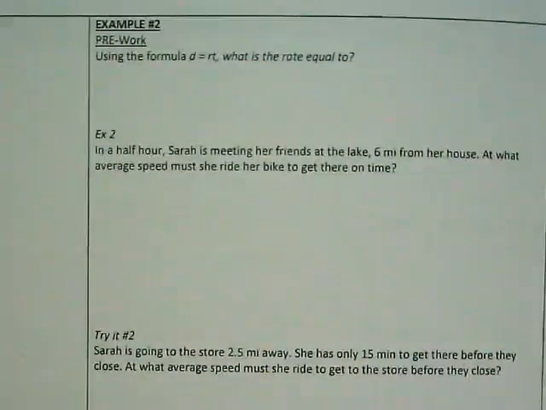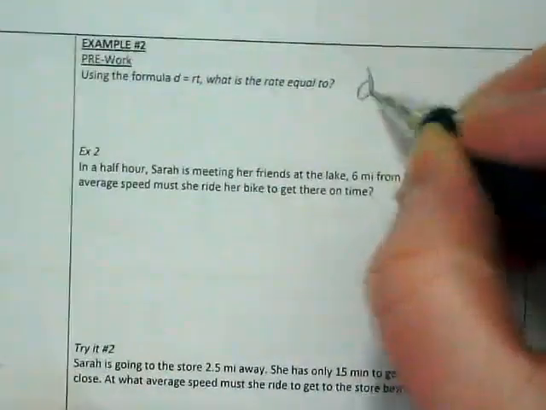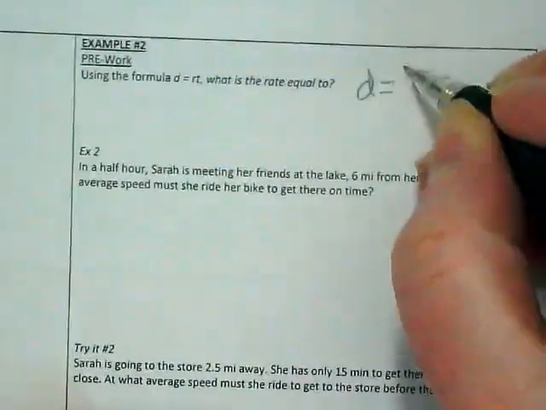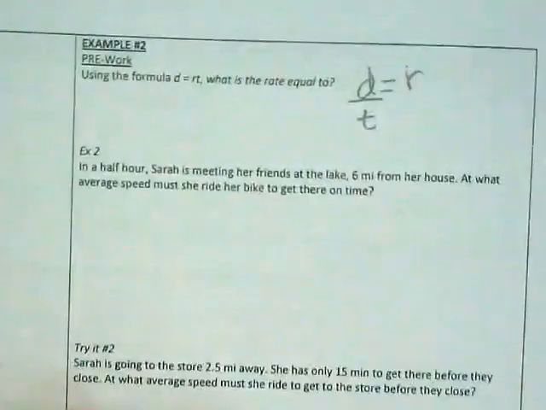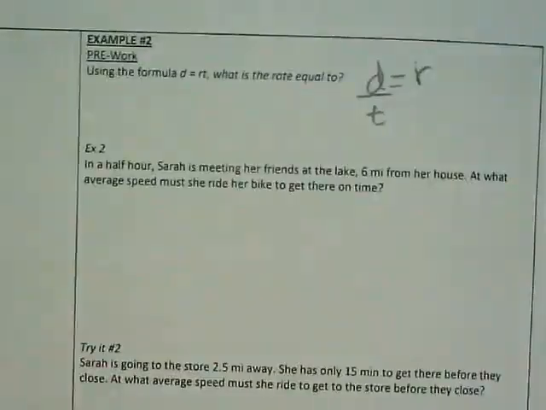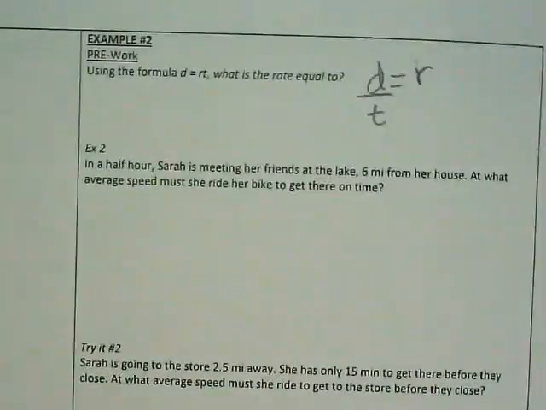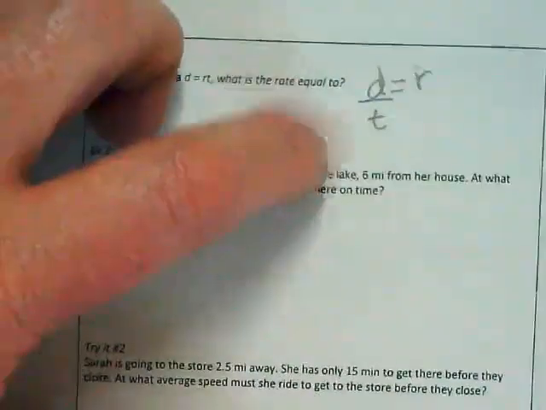Okay, so for our pre-work here, we're trying to get the rate by itself. What is it equal to if I rework this equation? Is that what you guys ended up with? Because we needed to move that t away in order to get the r by itself. This means distance divided by time is going to give us our rate.